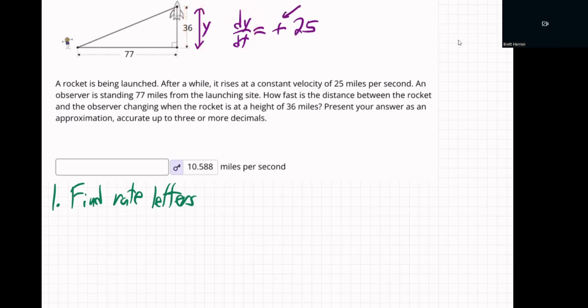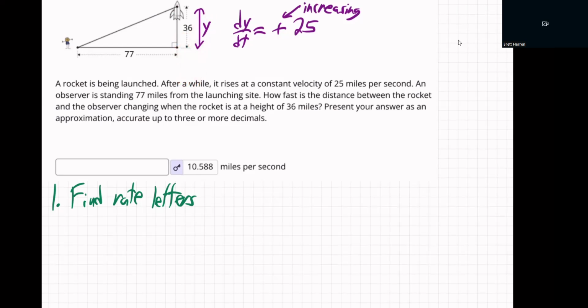Now, why plus, not minus? Because it's increasing. Anytime a distance is growing, that's positive change. Anytime it's shrinking, that's negative change, right? Y is getting bigger, isn't it? Y is the distance from the ground up to the rocket. Well, if the rocket's going up, that distance is growing. It's increasing by 25 miles every second. One second later, the rocket's going to be at 37 miles high.